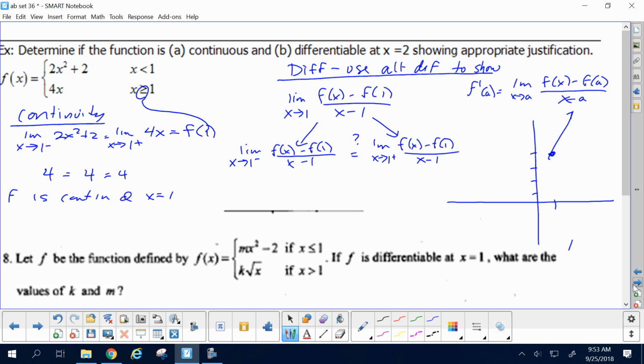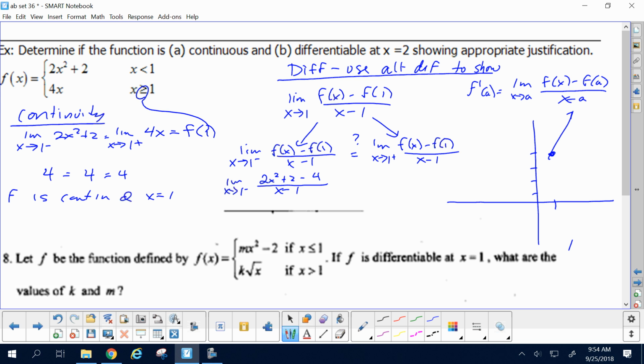So here, when x is close to 1 from the left, what's f of x? Which f of x do I use? Do I use 2x squared plus 2 or 4x? 2x squared plus 2. So the limit as x goes to 1 of 2x squared plus 2 minus, what is f at 1? We found it over here. F at 1 is 4 over x minus 1. Now I need to work that out.